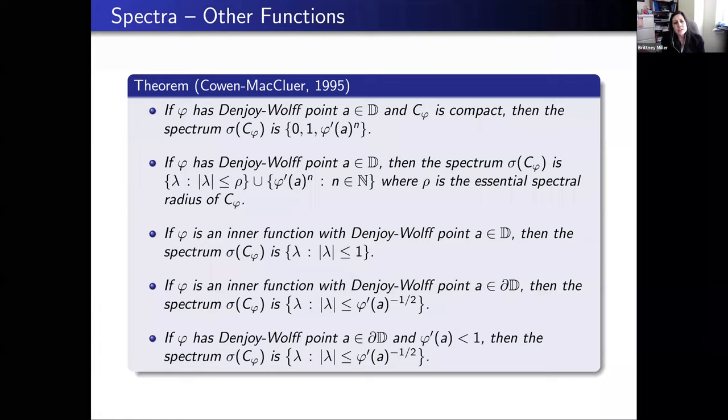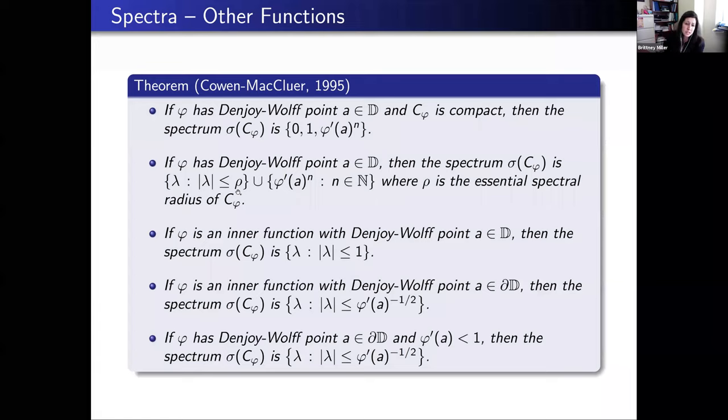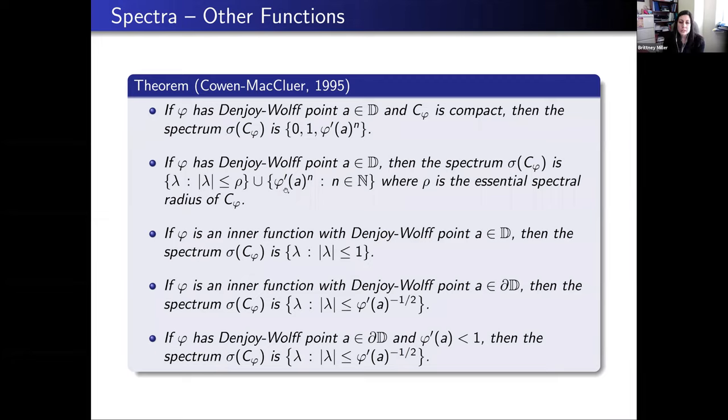And so if C-phi is compact, then the spectrum is just the powers of phi prime of A, where A is the Denjoy-Wolff point. So again, of course that includes 0 and 1. And if phi just has a Denjoy-Wolff point in the disk, then the spectrum is the closed disk of radius rho, where rho is the essential spectral radius of C-phi, and also we union that with all the powers of phi prime of A. If phi is an inner function with a Denjoy-Wolff point again in the disk, then the spectrum is the closed unit disk.